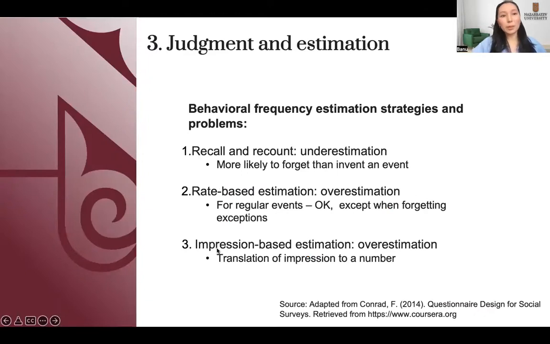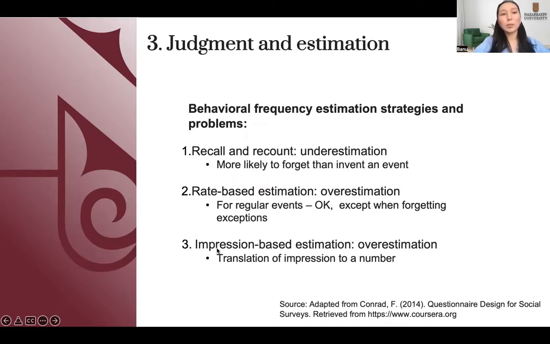The third step is judgment and estimation. Judgment and estimation is basically when you have found the information in your memory, but now you have to process it to be able to provide an answer. This can take many shapes and forms, but today I just want to provide one example: behavioral frequency estimation strategies and the problems that can occur.